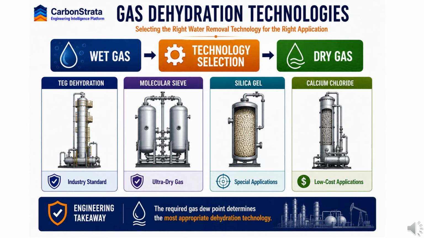Successful hydrate management is not about reacting to problems. It's about building a disciplined process that prevents problems from occurring in the first place. Everything starts with understanding the foundation of hydrate formation: water, low temperature, high pressure, and hydrate-forming gases. Once these conditions are understood, engineers can develop an effective prevention strategy.